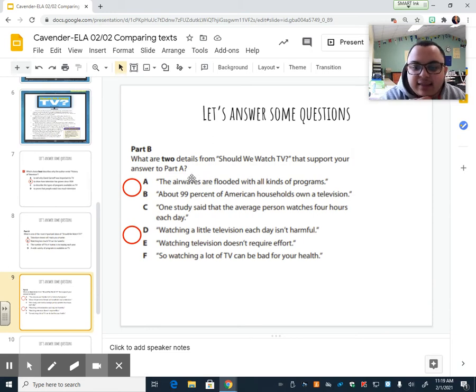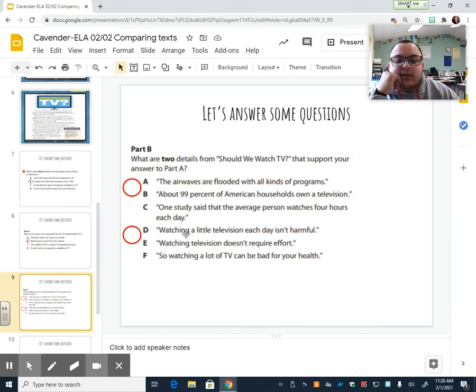So is it A, the airways are flooded with all kinds of programs? No, because that doesn't tell us why watching TV can be harmful. Is it B, about 99% of American households own a television? No, that doesn't tell us why it's harmful either, or even that it's harmful. C says one study showed that the average person watches 4 hours each day. Maybe, because that's a lot of TV.